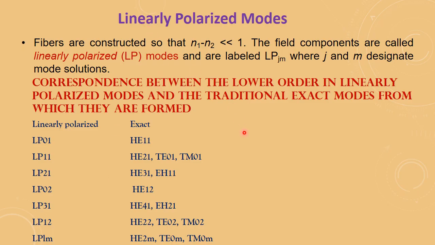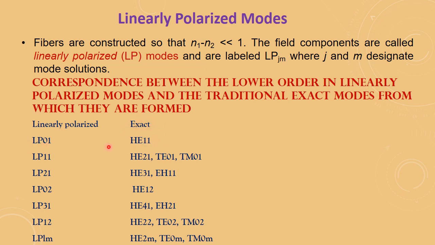Next one is linearly polarized modes. Fibers are constructed so that N1 minus N2 is much less than 1, where N1 is the core refractive index and N2 is the refractive index of the cladding. When the difference between N1 and N2 is very small compared to 1, those fibers generate linearly polarized modes. The field components are called linearly polarized modes and are labeled as LPJM, where J and M designate the mode solution. Now we can see the correspondence between the lower order linearly polarized modes and the traditional exact modes from which they are formed.